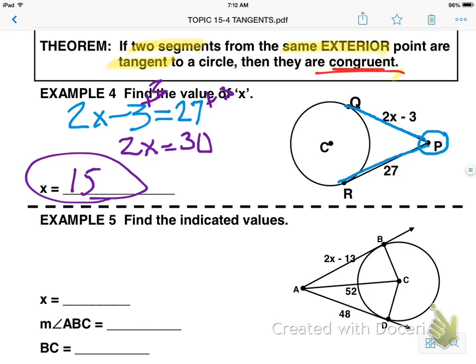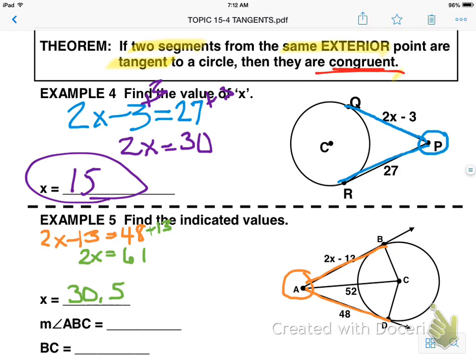Looking at example 5, there is more written, and it just says find the indicated values. So I'm going to start with solving for x. I do know that if 2 tangent segments meet at the same exterior point, they are congruent. So I'm going to do 2x minus 13 equals 48. To solve for x, step 1 would be to add 13 to both sides. That leaves me with, I believe, 61. So x is going to be a decimal, and that is okay for this topic. So we're putting x at 30.5.